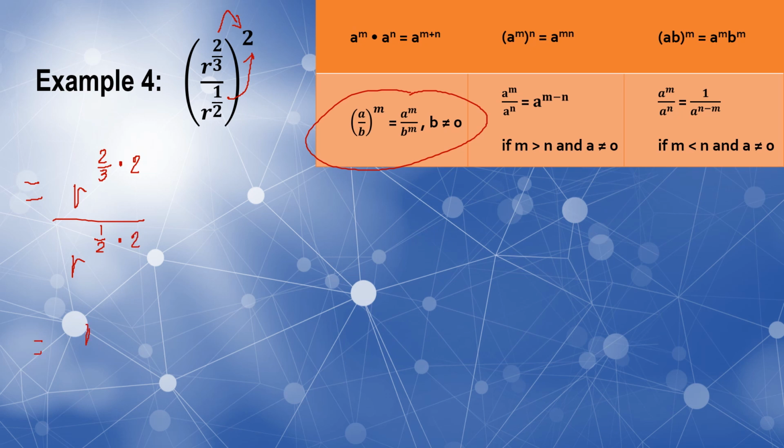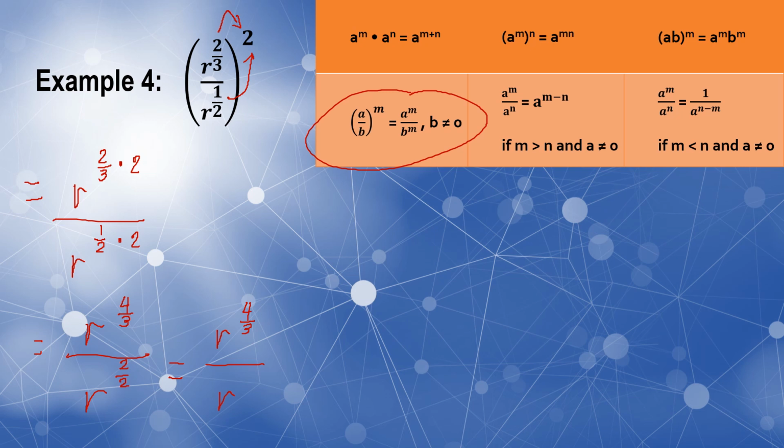It becomes r raised to 2/3 times 2 is equal to 4/3. And then for the denominator, we have 1/2 times 2, that is 2 over 2. This now becomes r raised to 4/3 over r, since 2 over 2 is equal to 1.